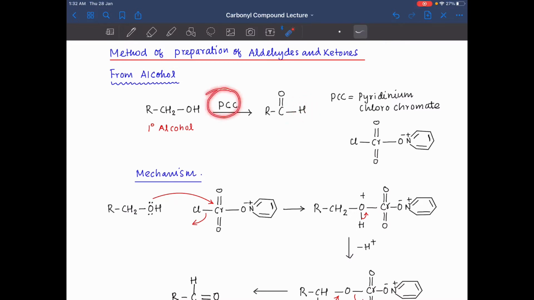What is the oxidizing agent we have to use? The oxidizing agent we use here is PCC. PCC is basically pyridinium chlorochromate. You can use other oxidizing agents, but this is one of the good oxidizing agents. So PCC produces this aldehyde from 1 degree alcohol.